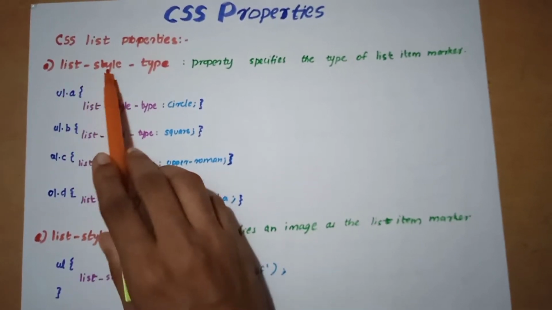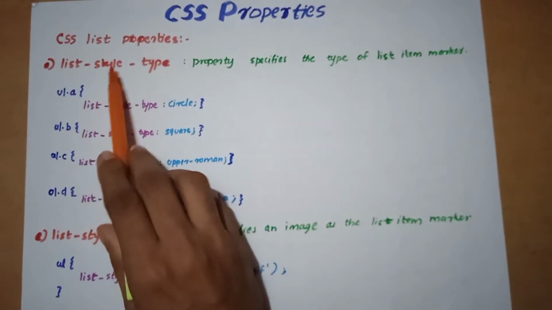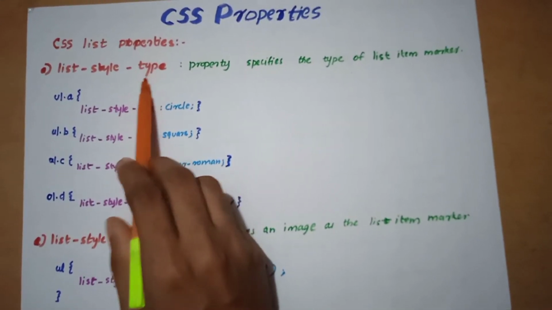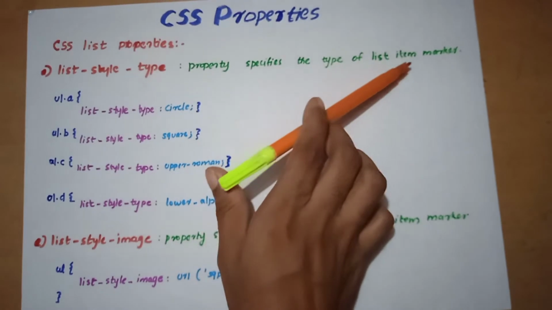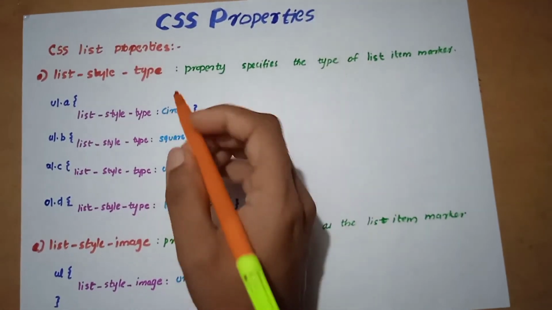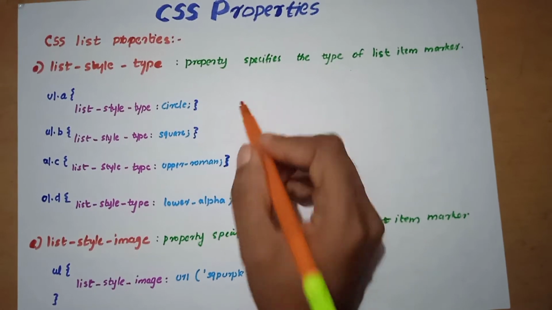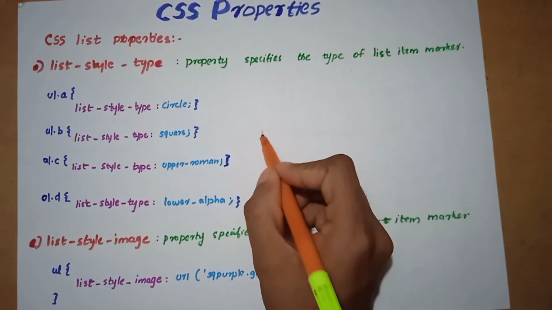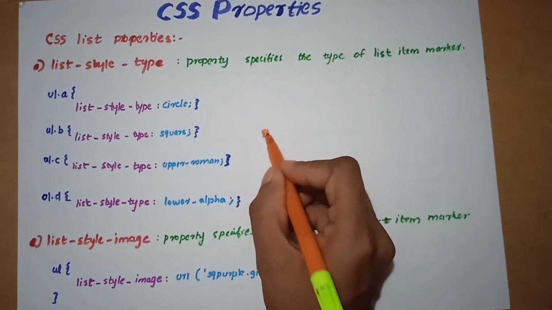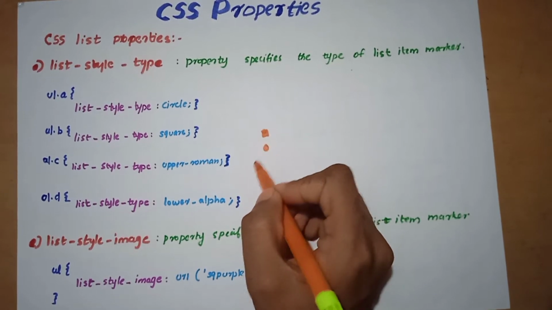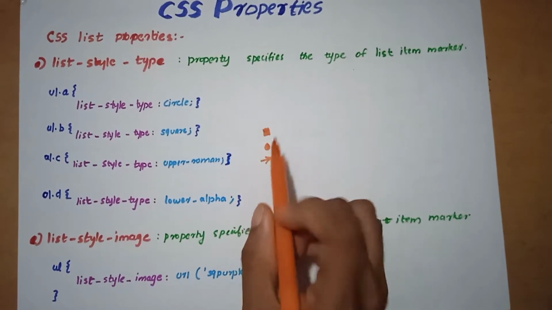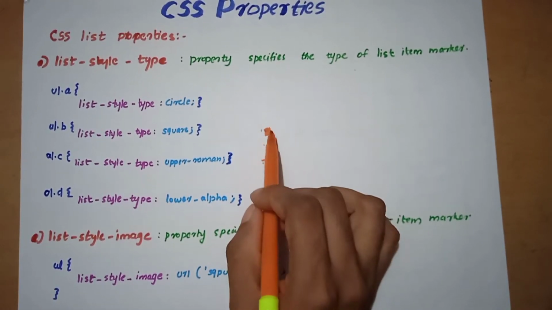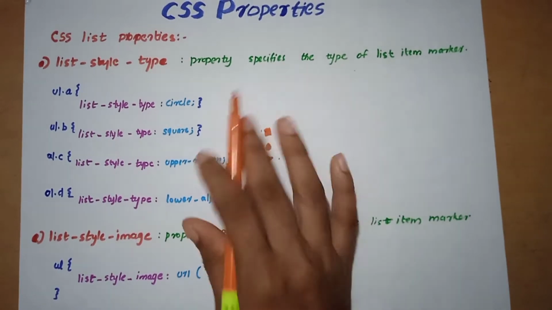So our first CSS property for the list is list-style-type. This list-style-type property specifies the type of the list item marker. As we already know, whatever we write in the list, we represent it using some kind of marker. Sometimes it can be a bullet, sometimes a square, sometimes an arrow, whatever, it's up to you. These are the markers used to specify each item in our list.